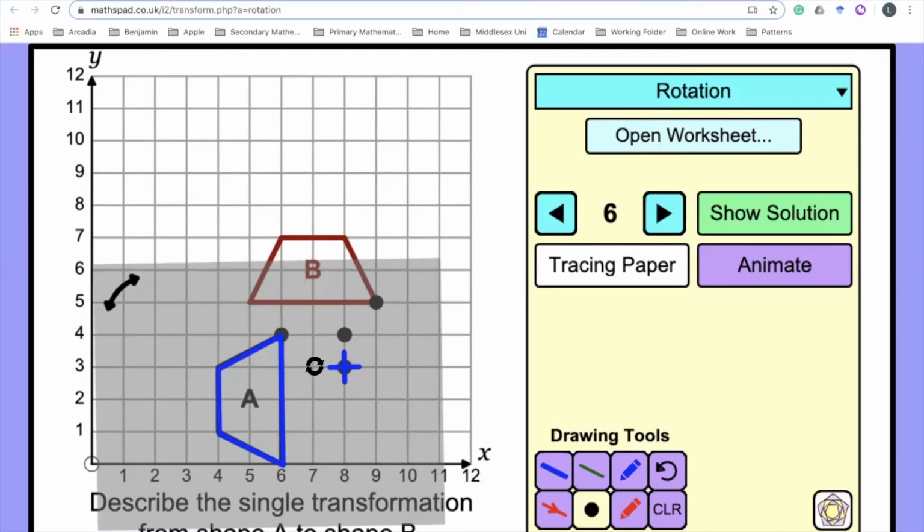If you don't have tracing paper at home, you can use a thin tissue. You might have to go through a couple of tissues. You can use baking paper, greaseproof paper, tissue paper. I find that if you have any diaries at home, you can use that.